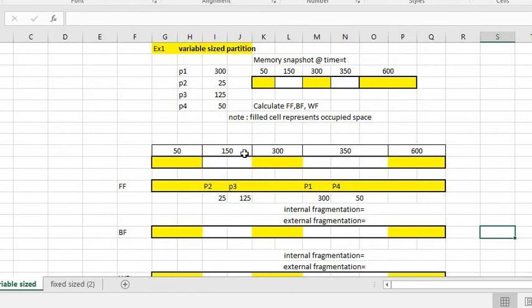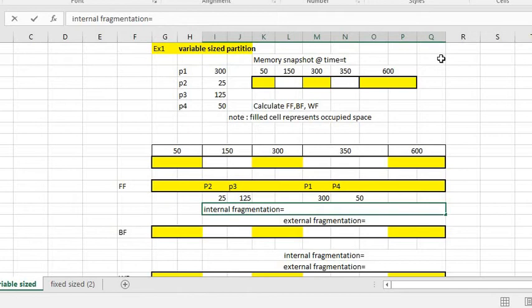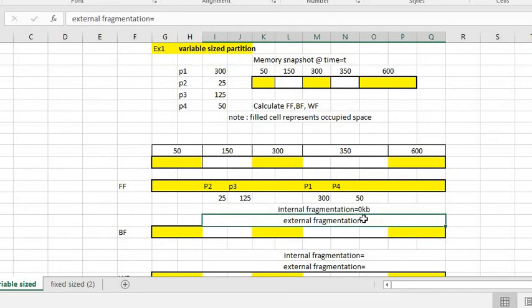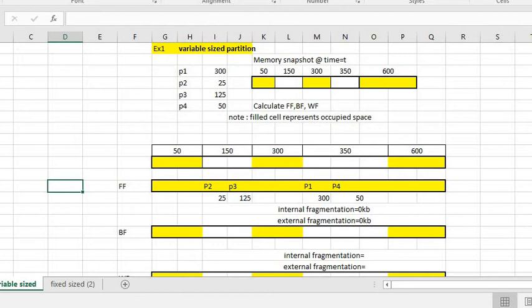See, when you look into the holes, the 150 hole is completely used and the 350 hole is also completely used. There is no space left out in these two blocks. So you could say that internal fragmentation is 0 kilobytes. There is no internal memory that got wasted within that chunk or hole. Did we fit all the processes successfully? Yes. So we can also say that external fragmentation is 0 kb, because every process got fitted, so no external fragmentation occurred.